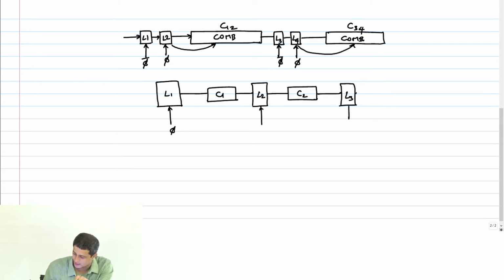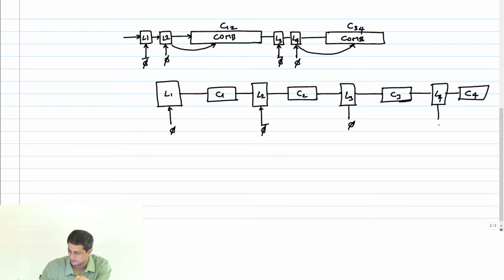L3, this is phi bar, phi. Then you get C3, L4 and C4. This is again phi bar. So what you have done is split the combinational block C12 into two blocks C1 and C2 such that the delays add up. TPD of combinational block C12 is TPD of C1 plus TPD of C2. Similarly for C34. Now we'll analyze what the timing constraints are for this system, and we'll see how much of a gain we are able to get.